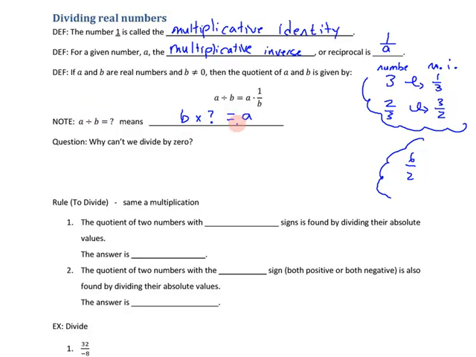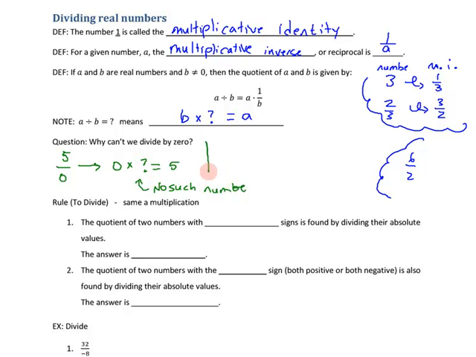Now, based on this, we can answer the question of why we can't divide by 0, right? Any number divided by 0, we run into a problem. Think about this. If I said, what is 5 divided by 0? By this statement up here, that means the divisor, 0, times what gives me 5? There's no such number, because anything times 0 is going to give me 0.